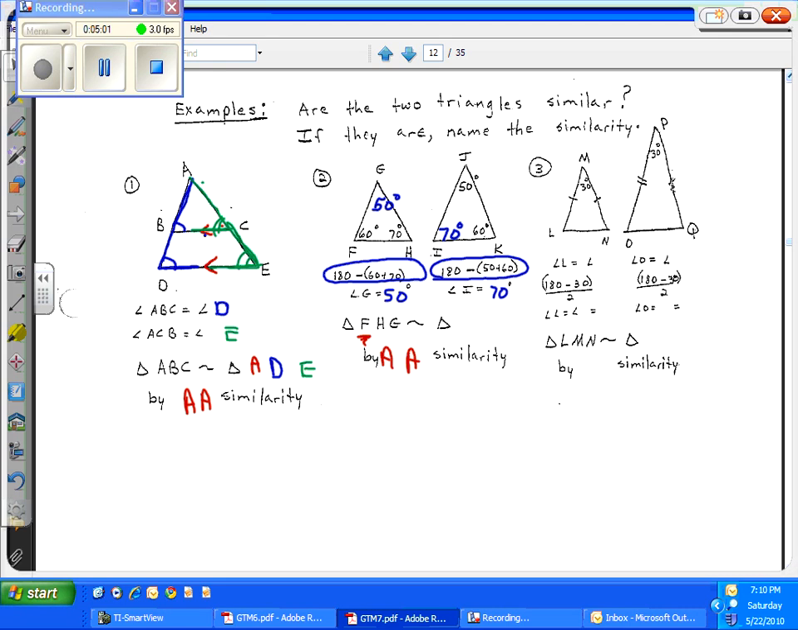Now F is 60, so it's got to go with K, which is 60, because we have to name corresponding parts in order. H is 70, so it goes with the I, which is 70. Again, you just can't say left goes to left. It might have been spun around. And then G, which is 50, would go with J, which is 50. And so we name the similarity, and they're similar by angle-angle similarity. Let's see how we got that.